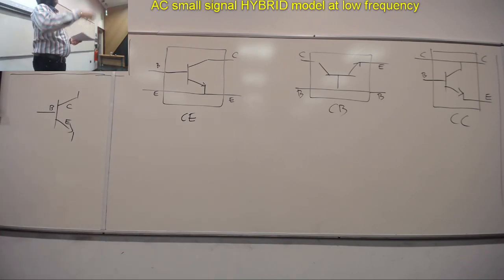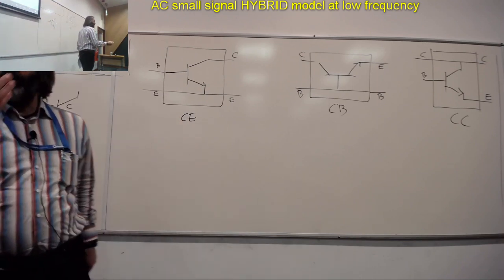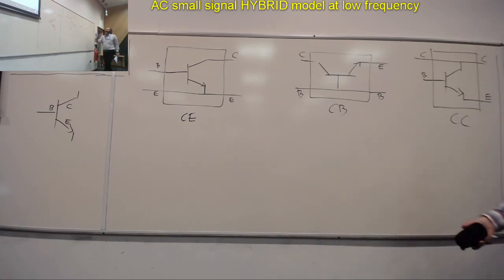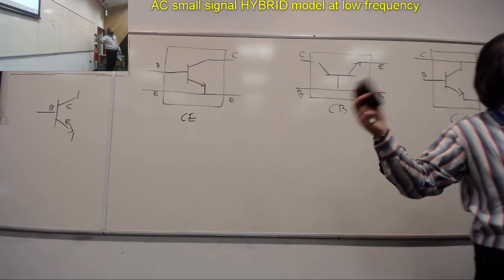So today, and for the end of the course, we will deal with this. We will think of our BJT as a 2-port element in common emitter configuration.